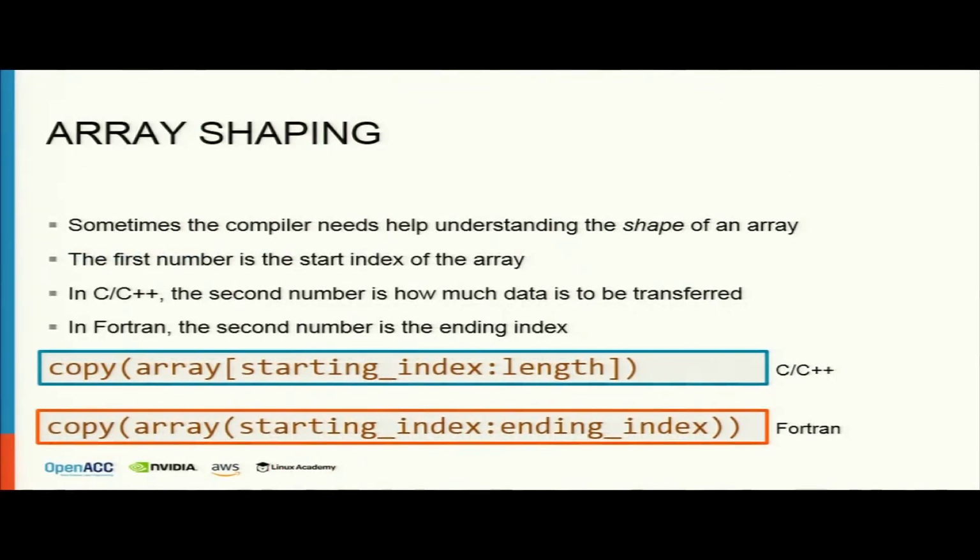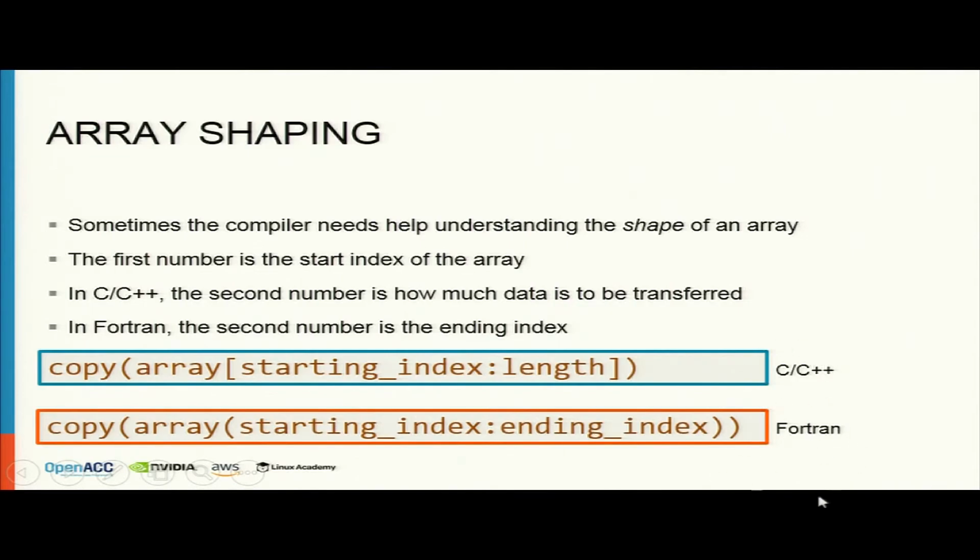So array shaping is basically telling how much data to copy in, out, or copy, right? You can see an example here. This is the C++ syntax and this is the Fortran syntax. In the C++ syntax, you will give the name of the array and then you will put the start index colon the length. What is generally the start index in C? 0, right? And in Fortran, it's the starting index, which is generally 1 in Fortran, and then the ending index. It's not the length. It is the ending index. So this is the difference between C++ and Fortran.